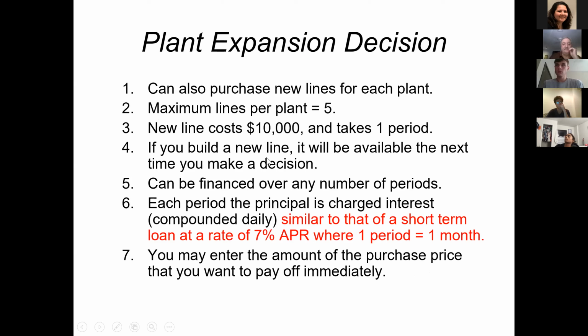Okay? You can finance it over any number of periods you want, or you can pay cash for it. Right? If you borrow money to build lines or plants or warehouses, the loan is cheaper because it's collateralized. And so that's only 7% APR per month. All right, so if you say, I want to build a plant or I want to build a line or something, it will ask you, how much of that do you want to pay off immediately, right? So if you decide to build a new production line for 10 grand, you could choose to pay 5 grand now and then take out a construction loan for the other 5 grand.